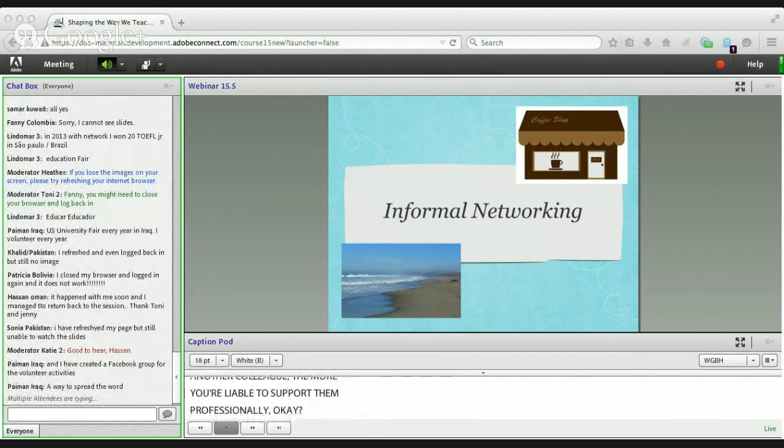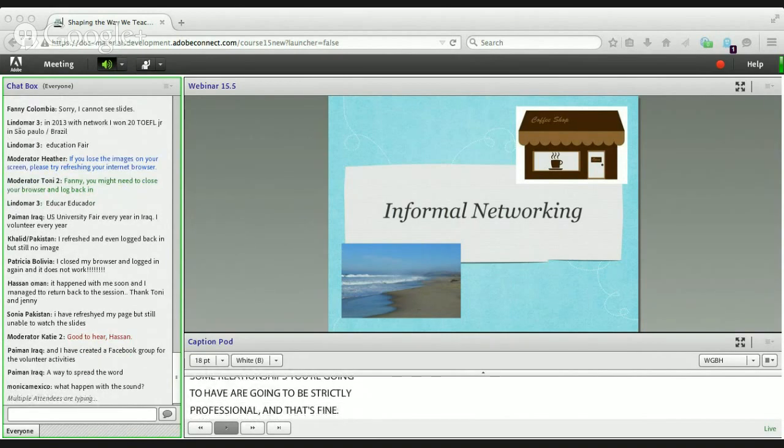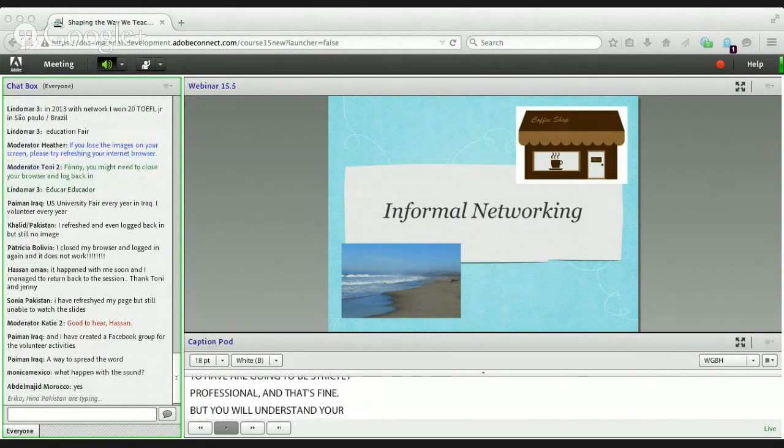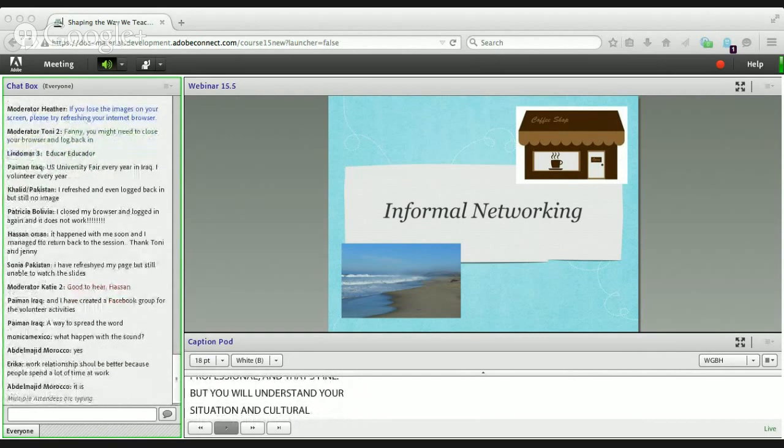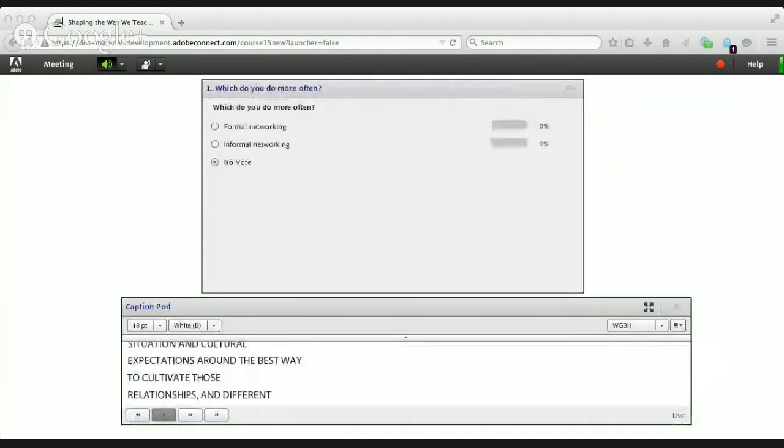Some relationships you're going to have are going to be strictly professional, and that's fine. But you will understand your situation and culture and institutional expectations and determine the best way to cultivate these relationships. Just know that you have different options, and doing different things, or even doing different things with different people, might strengthen those relationships more. So we're going to go to the polls now. And I'd like you to think about what you do more often. Do you do more formal networking, or do you do more informal networking?